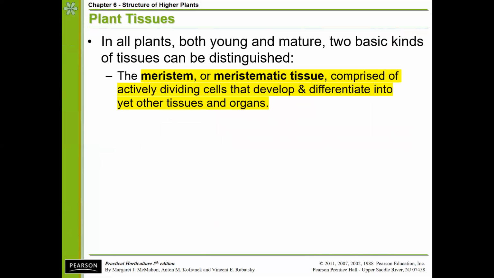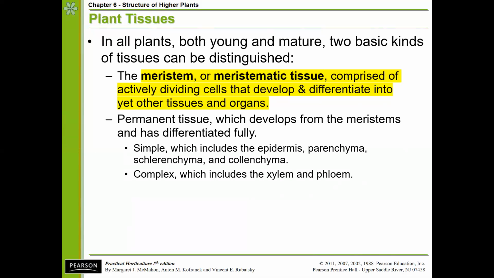Let's look at the plant tissues. We got the meristem, of course, and as you know, the meristem or the meristematic tissues are where these cells are actively dividing and, maybe more importantly, developing and differentiating into different types of tissues and then into different organs. So the magic happens in the meristem.